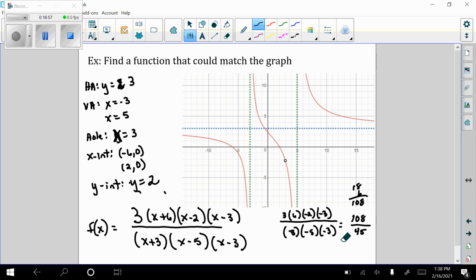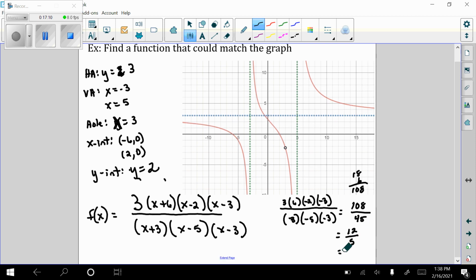If I reduce that and divide by 9 at least, I can get 12 over 5, which is equal to 2 and 2/5, or 12/5. So looking at where this is crossing right there, that makes sense. So now I know this is equal to 12 over 5. All right, so that one was a little bit tougher. That y-intercept matched up, so we're good to go.